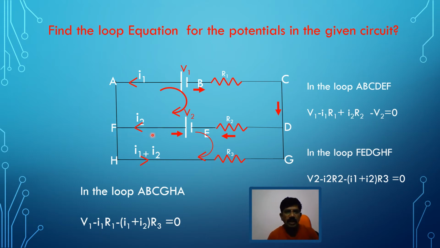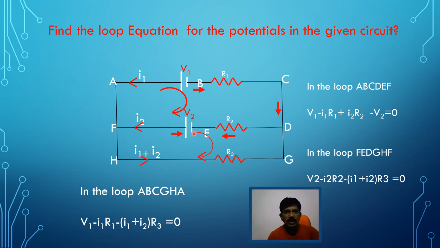Observe this, F E D G H. See this one once again, F E D G H. This is another loop, the second loop. In this loop, list out the components present here. So what are the components? V2 is present, resistor R2 is present, and another resistor R3 is present. Next, the current flowing along the resistor is I1 plus I2.